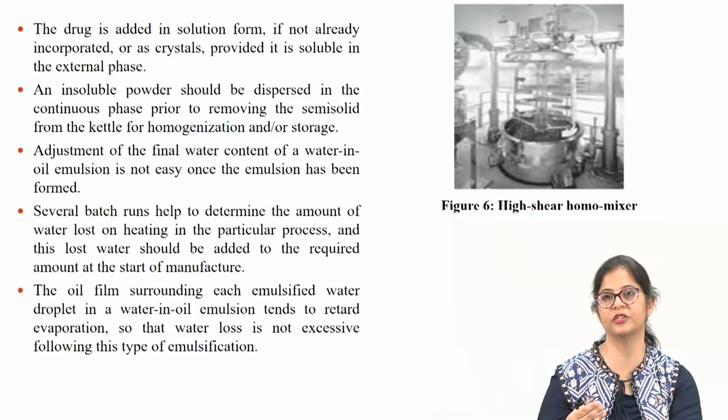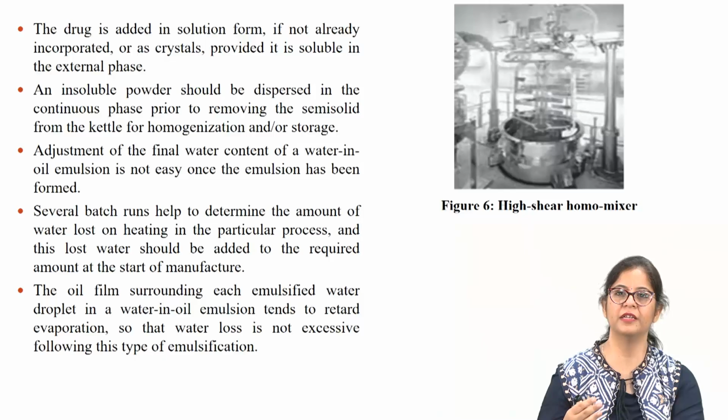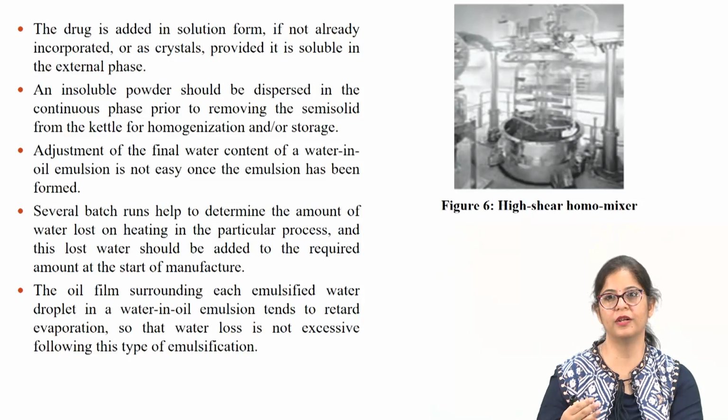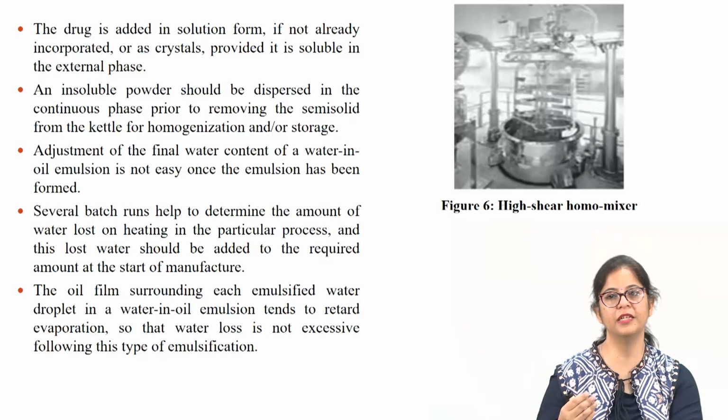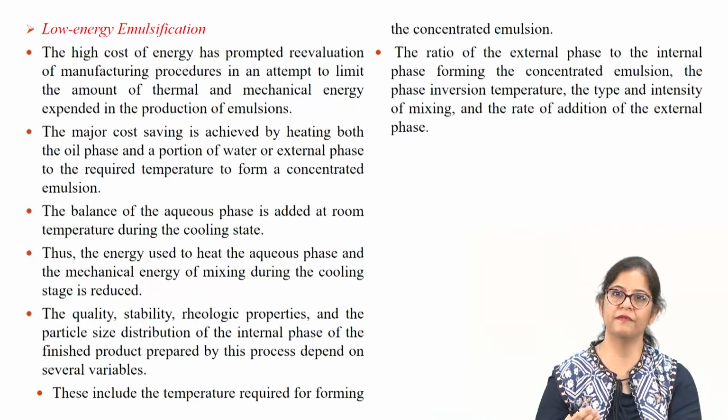for homogenization or storage. Final water volume has to be adjusted, and the batch runs help to determine the amount of water loss on heating in the particular process, and this loss should also be adjusted. The oil film surrounding each emulsified water droplet in a water in oil emulsion tends to retard evaporation, so that water loss is not excessive following this type of emulsification.